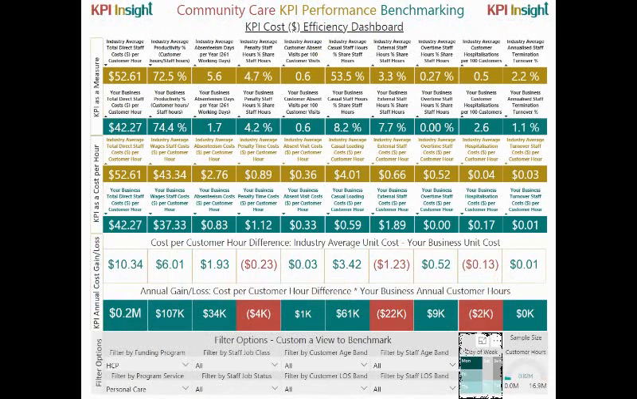I simply click on Monday. Now you can see HCP personal care cost efficiencies on Mondays. Furthermore, notice the customer hours donut chart has changed. This chart illustrates your filtered sample size.